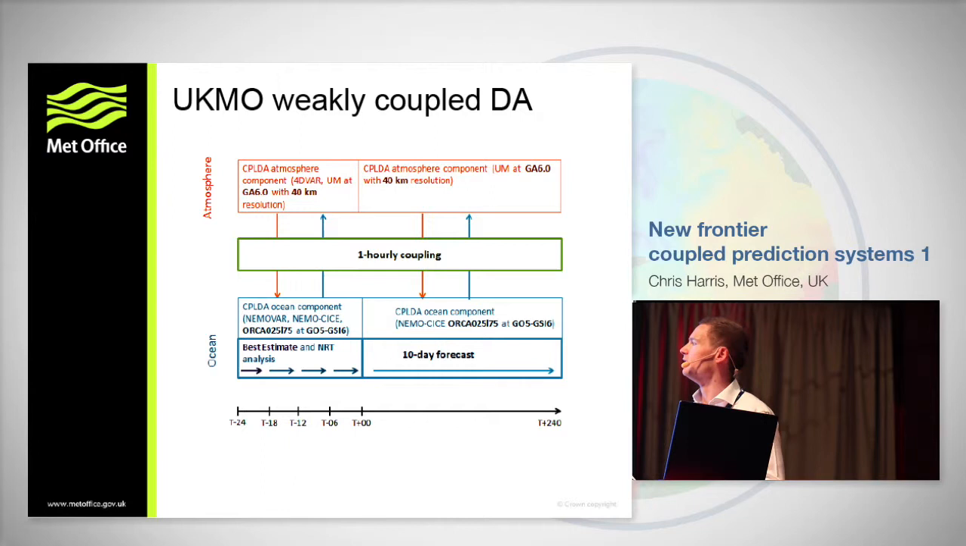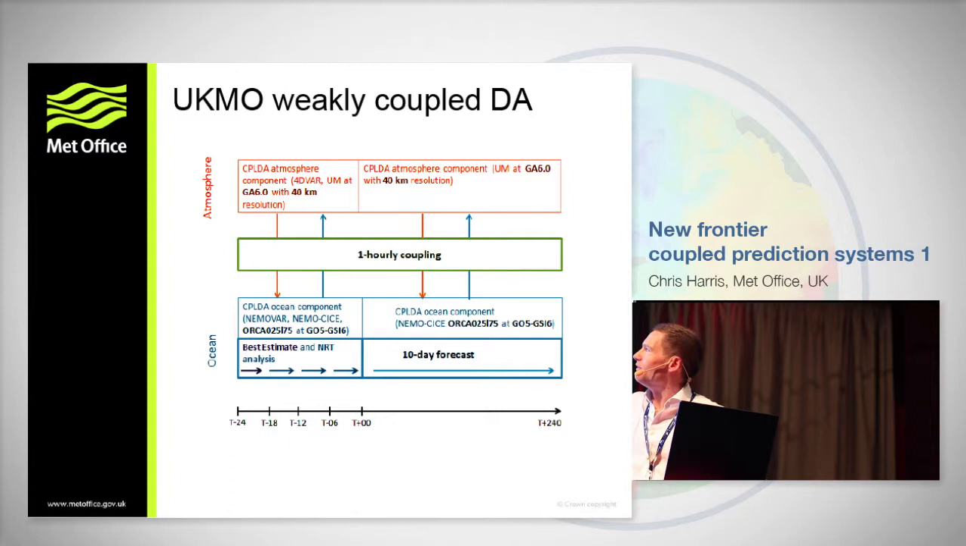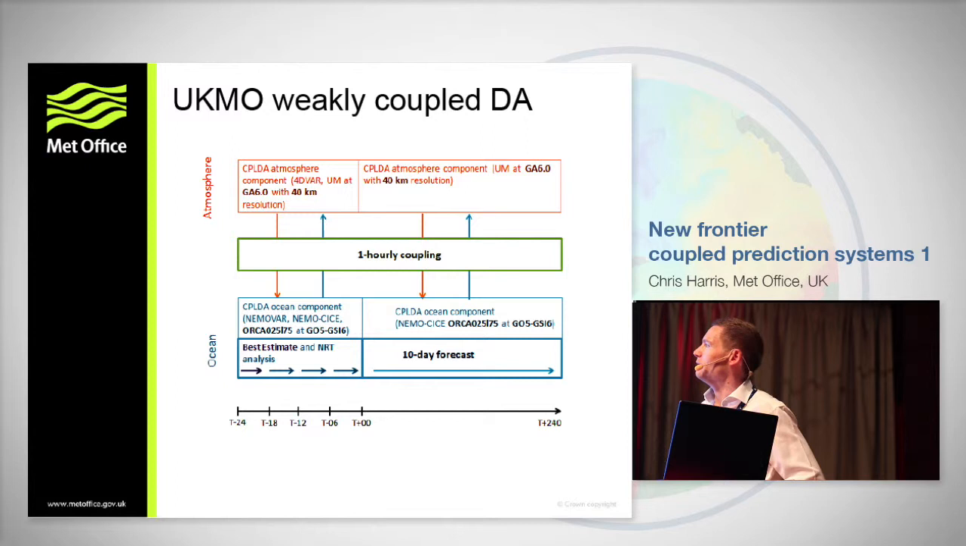So we're running a 40-kilometer atmosphere, so not yet a resolution that you'd really want to use for numerical weather prediction. We're coupling that hourly to an ocean component, which is very similar to the Canadian one, a NEMO-based component, a quarter of a degree. Unlike some centres, we use 75 vertical levels, so that's the one that gives you the 1 meter surface resolution David was just mentioning at the end of his talk.